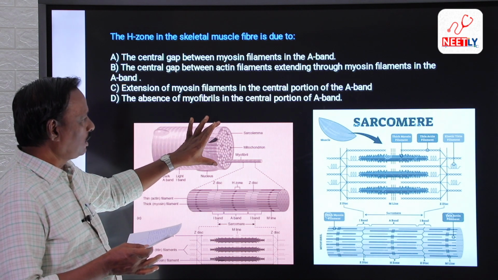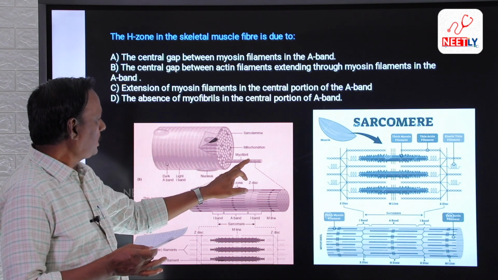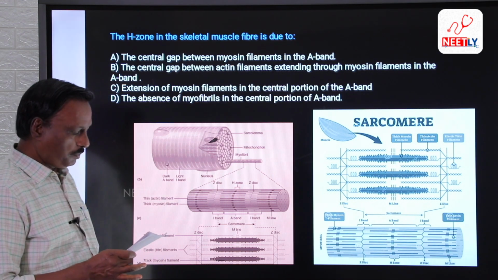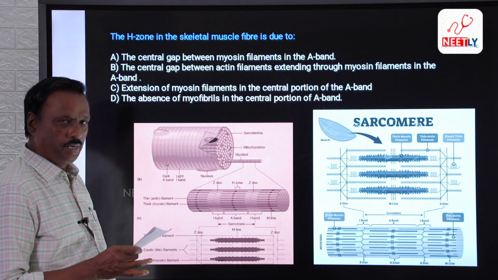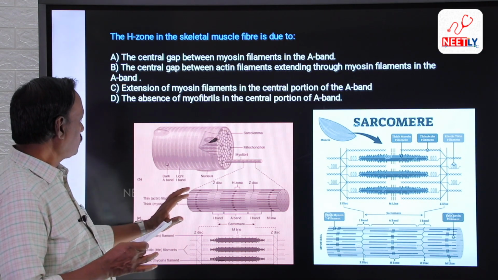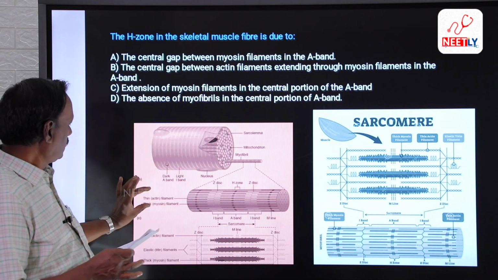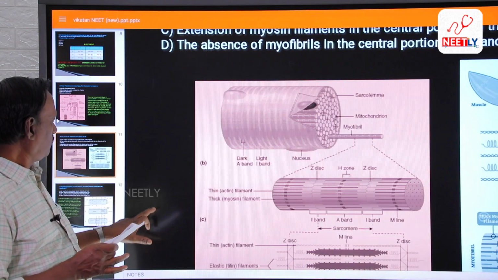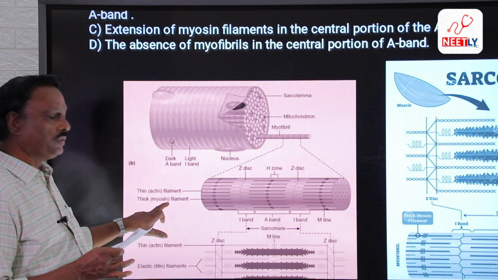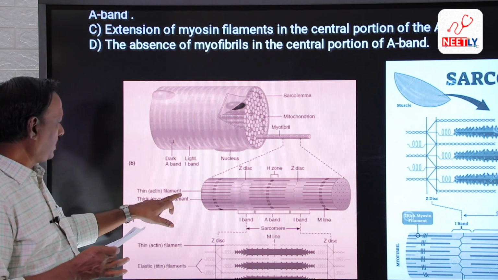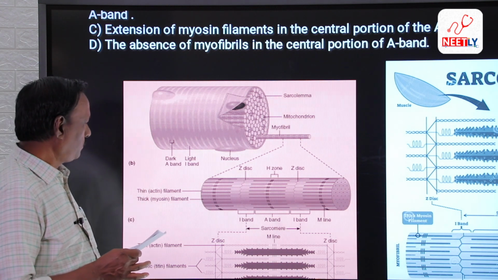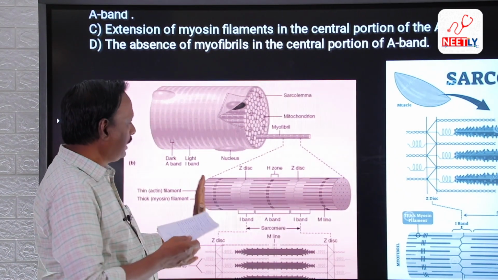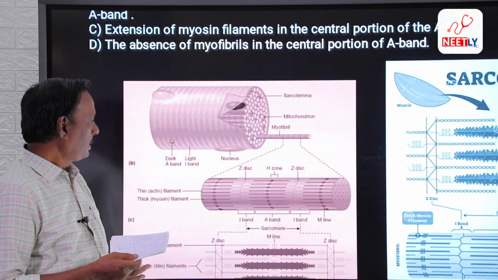So from this sarcolemma, each one is known as the myofibril. It is a muscle cell. The microanatomy of the myofibril, or a muscle cell, has two different kinds of filaments. They are known as the thick filaments, which are made up of myosin, and the thin filaments, which are made up of the actin compound. These are distributed at different regions of this myofibril.